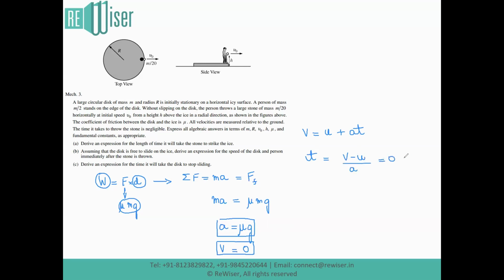Here v is 0. u is substituted from the previous expression, as in the previous expression for answer b we found out that v is negative v naught over 30. So we are going to substitute this as the value of u, that is negative v naught over 30, and we are going to divide this by a, which is mu into g. So time t will become equal to v naught divided by 30 into mu into g. This is the final expression for time taken.